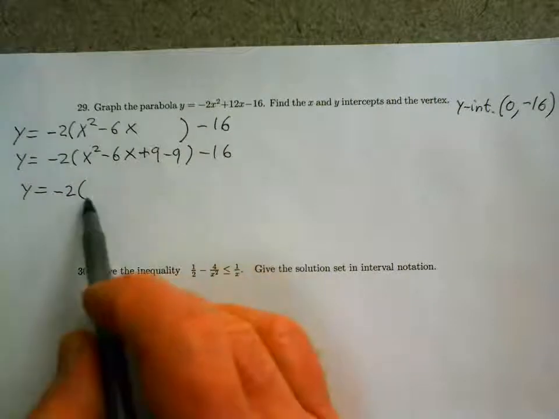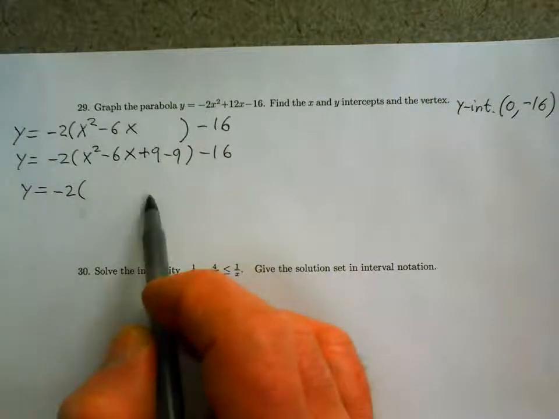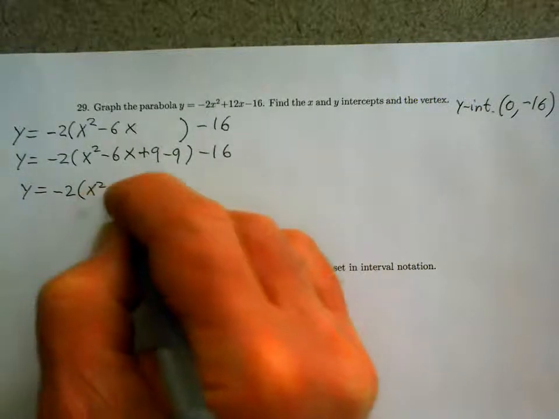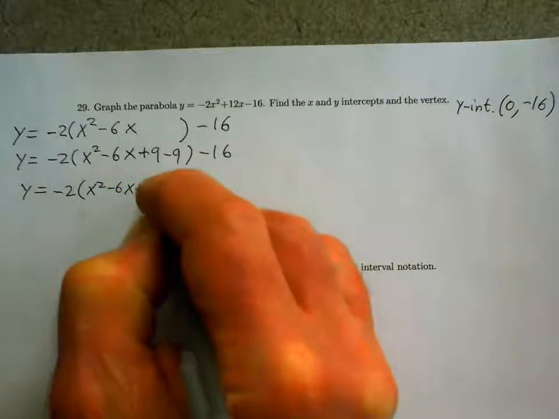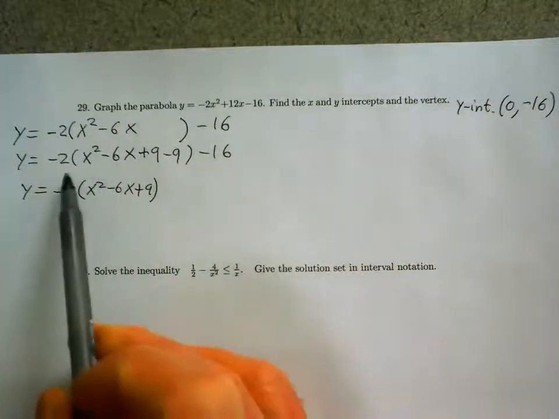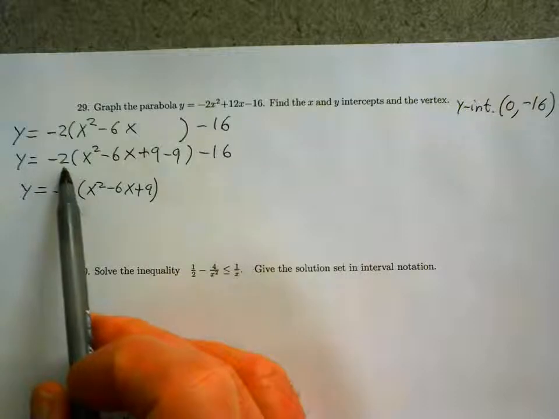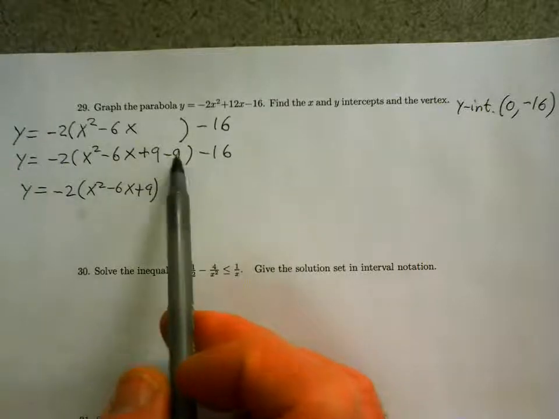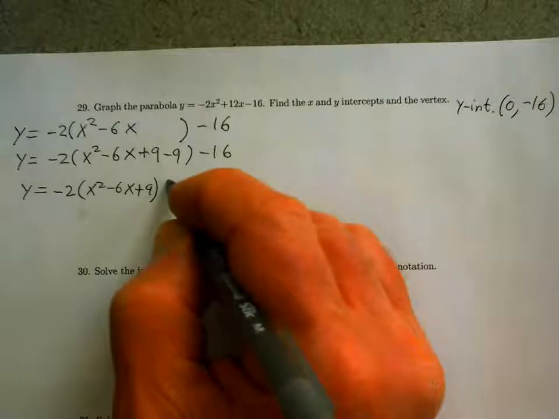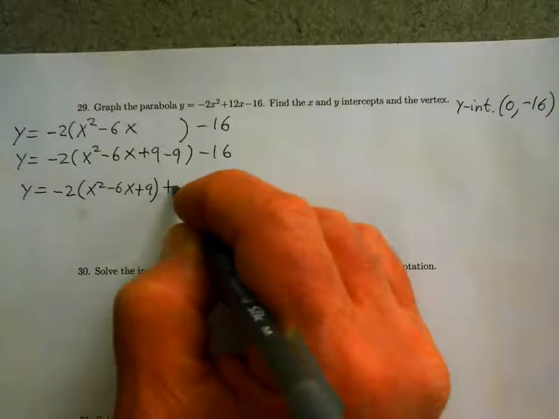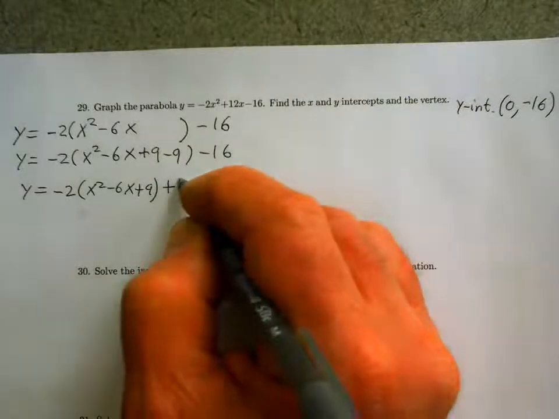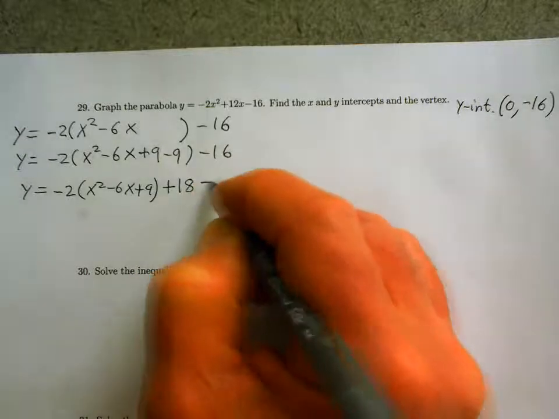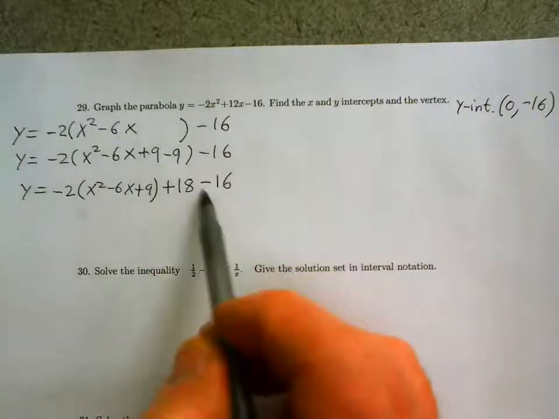Then in the next step, we keep the perfect square trinomial, x squared minus 6x plus 9. And then if we look back at the previous step, we multiply negative 2 times negative 9, which is positive 18. So on the outside of the parentheses, we write plus 18 together with the minus 16 that's already on the outside.